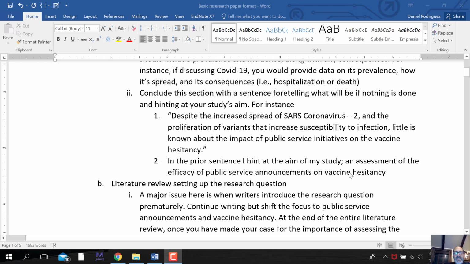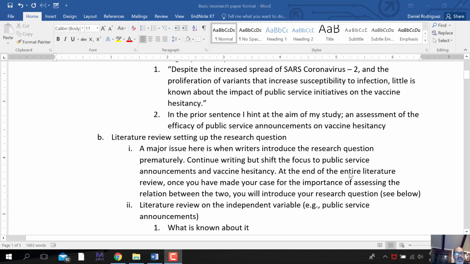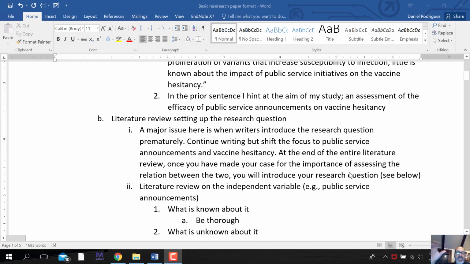Okay, so I'm hinting at the aim of the study. So now the next part is the literature review. This first part that we talked about, you do need to cite your sources. And I'm not putting any sources within here, but I will show you how to cite sources at the end of this document. But you do need sources.